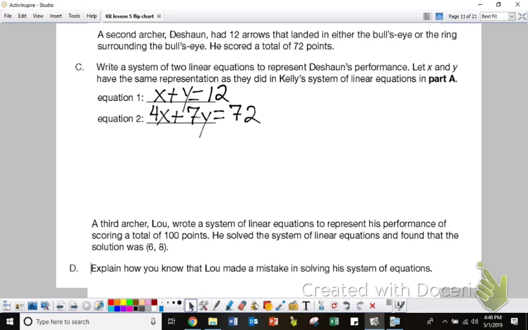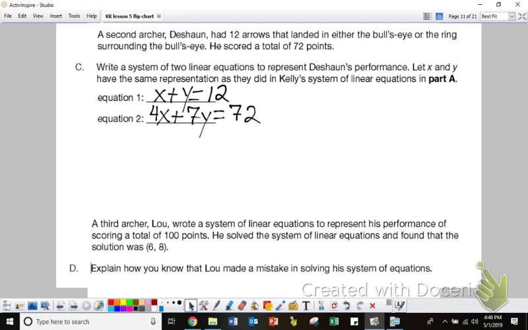Then letter D, it says a third archer, Lou, wrote a system of linear equations to represent his performance of scoring a total of 100 points. He solved the system of linear equations and found that the solution was 6, 8. Explain how you know that Lou made a mistake in solving his system of equations. So in his solution, we need to plug in the 6 and the 8 into our equations.